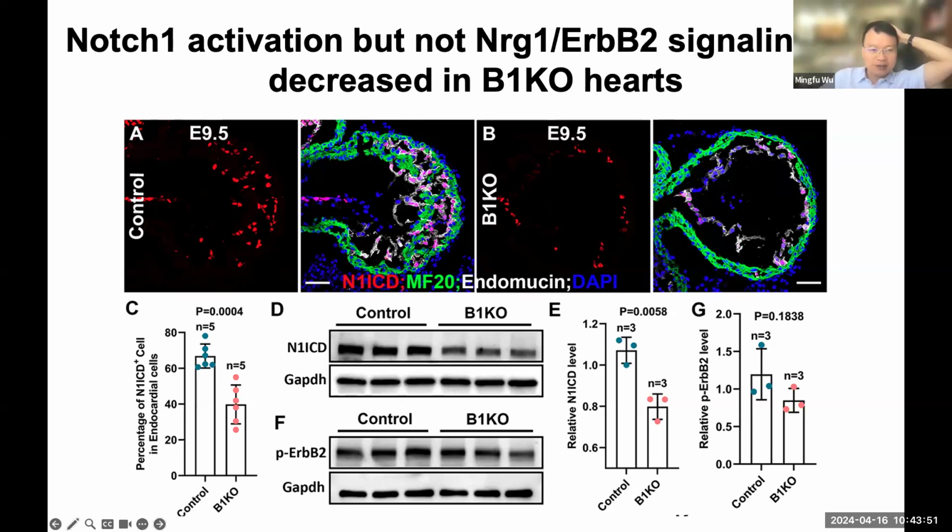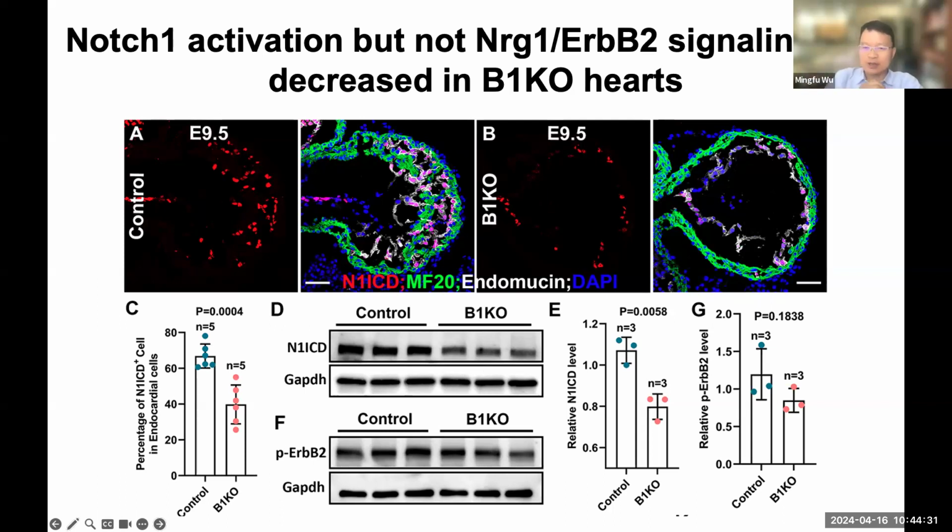What we found is, by immunostaining Notch1 intracellular domain, which is the indicator for Notch1 activation, the percentage of NICD positive cells is reduced in the knockout. And by Western blot, we can see the total protein level of Notch1 intracellular domain is reduced. Here shows quantification again. We also examined the readout for the neuregulin pathway by staining phosphorylated ERBB2, and we found there's no difference based on the Western blot and quantification.